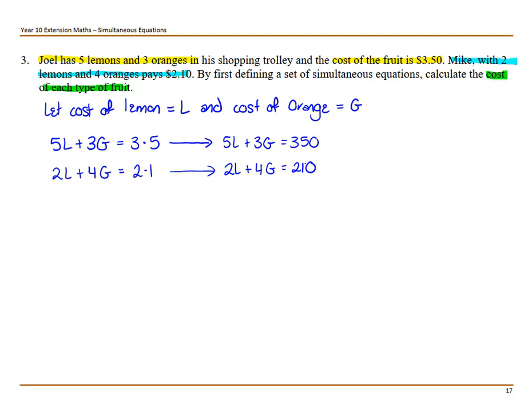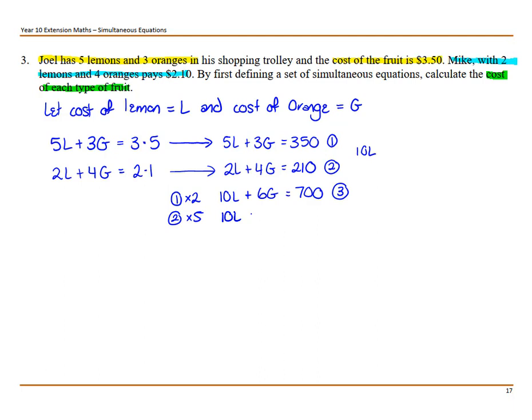Now you wouldn't be using substitution here. You'd have to be going for elimination. So equation 1, equation 2, I'm going to aim for 10L. So I'm going to go equation 1 times by 2. So it's going to be 10L plus 6G equals 700. That's now equation 3. Then I have to go equation 2 times by 5.